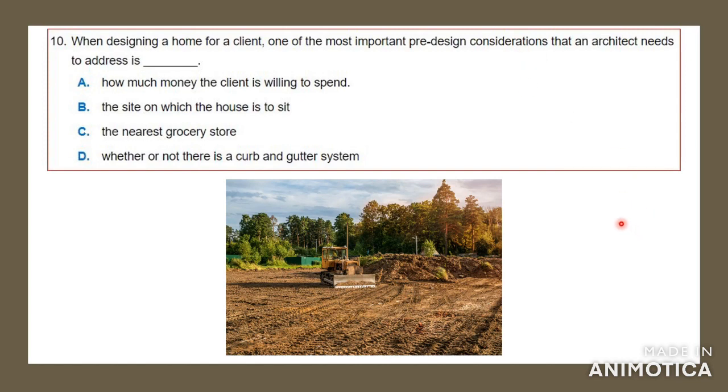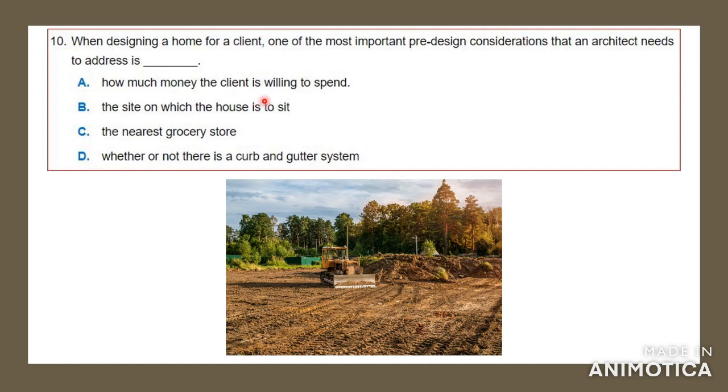And if we do an elimination process, of course, it's nice to have a grocery store nearby, but that's not the most important thing. Whether the land is on a curb or gutter system is important, but it's not the most important thing. And between A and B, those might be the most two important things. And the answer would be the site on which the house is to sit, or the site that the building is going to be constructed.